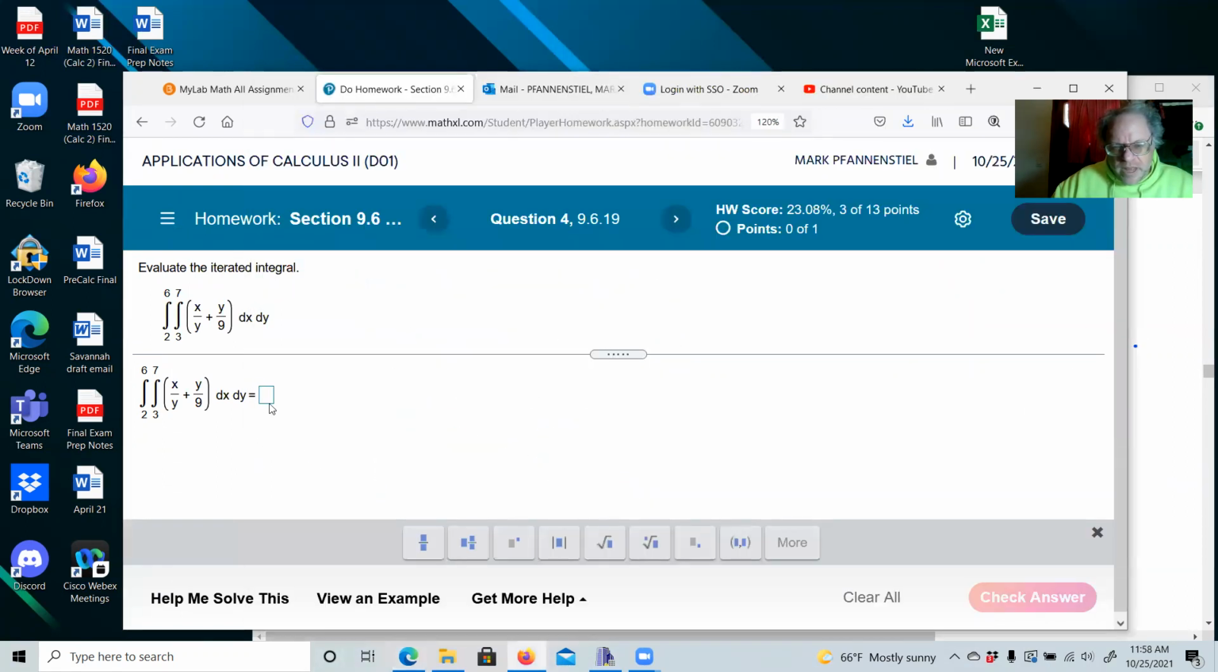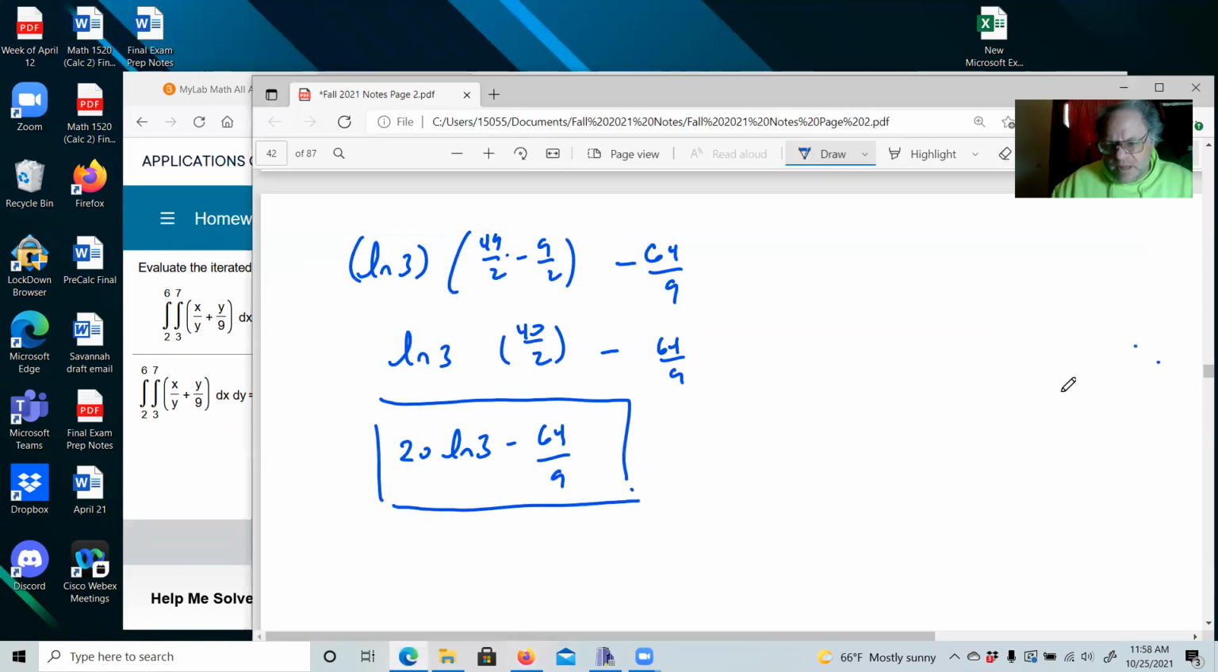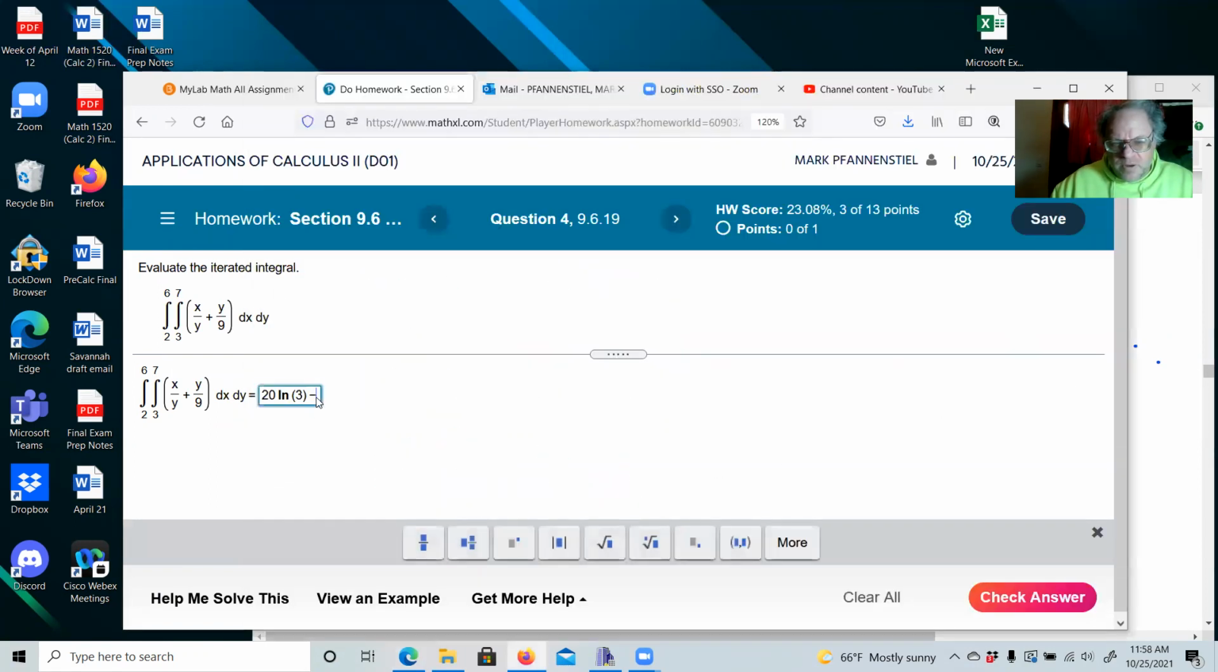20 natural log 3 minus, what do we have here? 64 ninths. 64 ninths. So this is the exact answer. They didn't say put it to so many decimal places. If they did, we just punch it in the calculator and be done with it. But usually they're going to want exact answers.